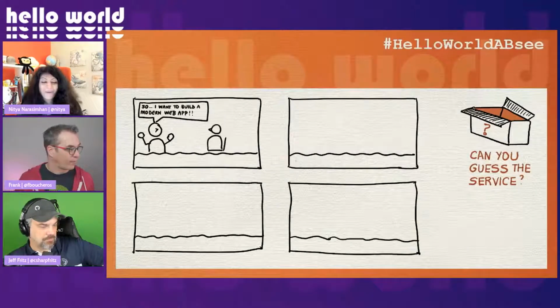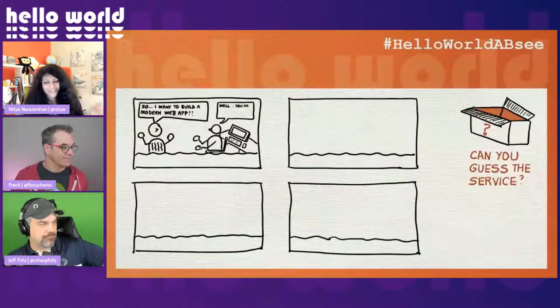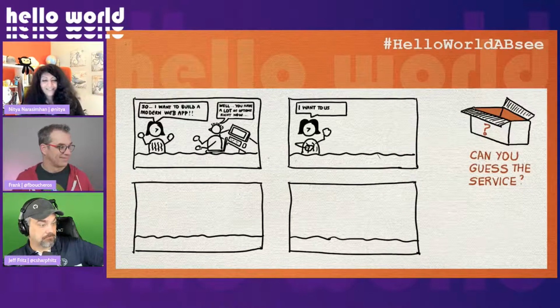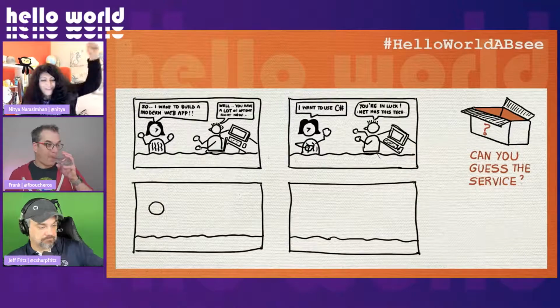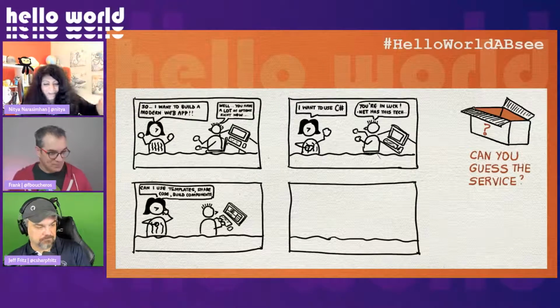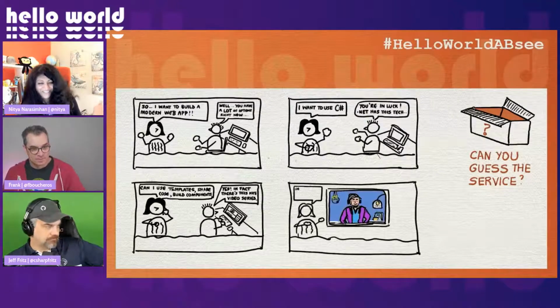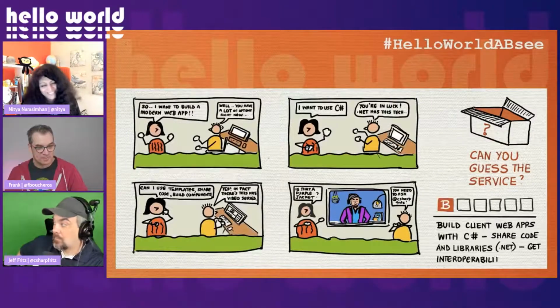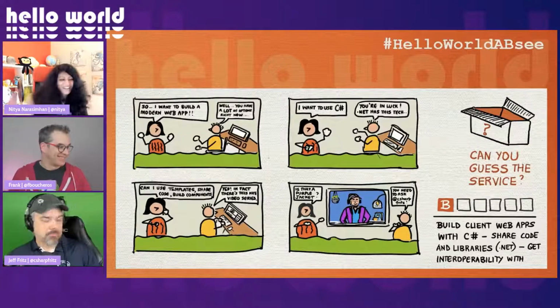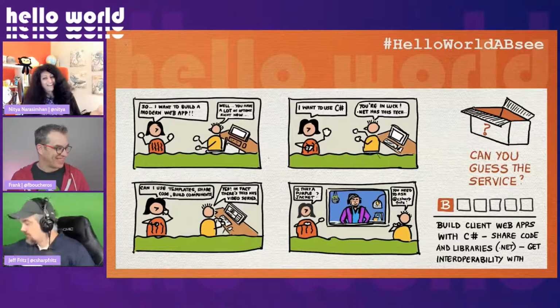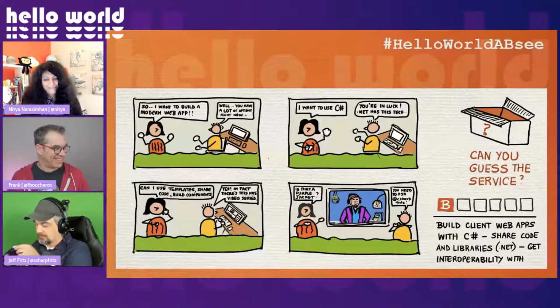So this says, I want to build a modern web app. If you've been paying attention and you don't know this, you're in trouble. It says, I have a lot of options right now. I want to use C#. Can I use templates and share code and build components? And it says, yes. In fact, there is this nice video series and a person in a purple jacket, which I hugely recommend because it's amazing. So do you know what this technology is? We've only been talking about it for the past 10 minutes.